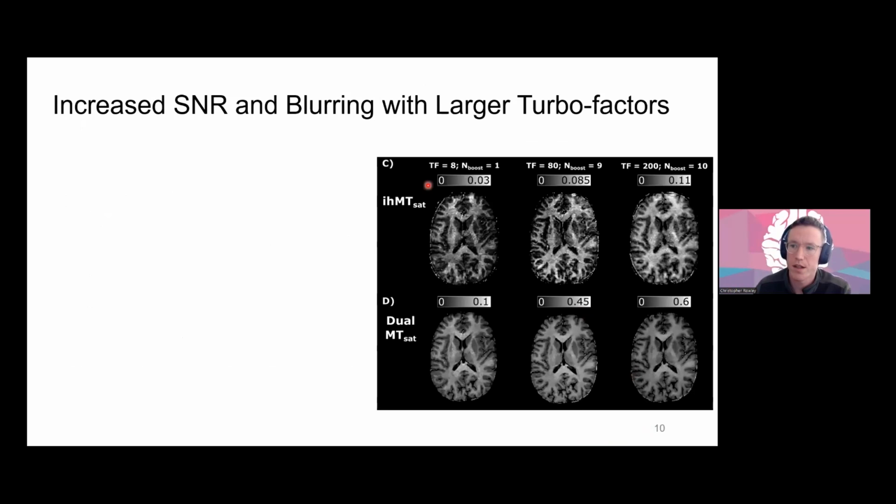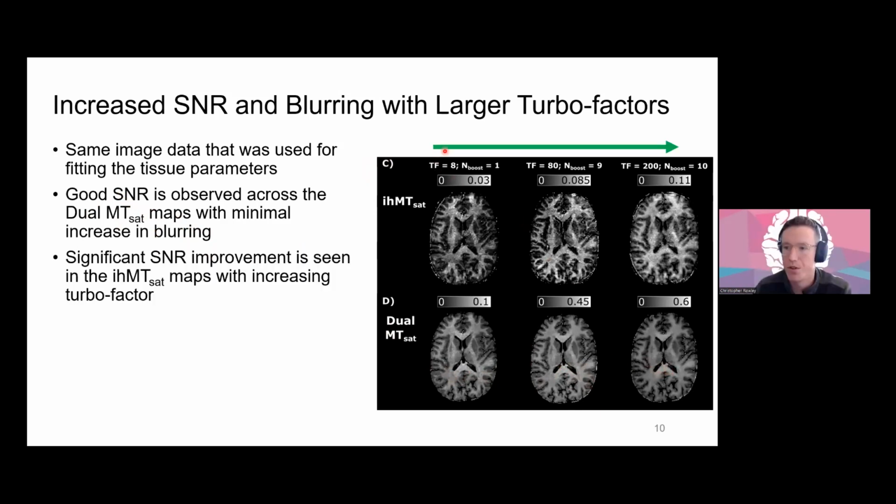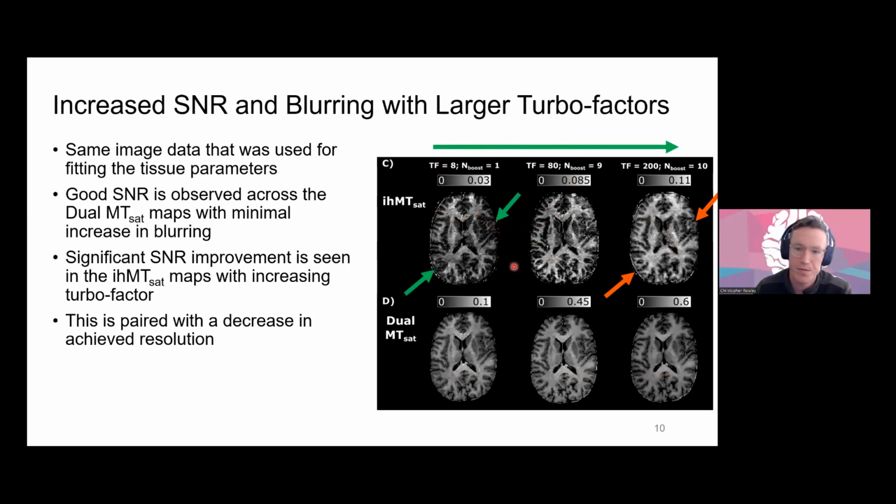So what does this look like in the data? This is the data set that was used to fit the tissue parameters. We have good SNR in the dual MT-SAT maps. There's some blurring that can be seen already at this level with increasing turbo factors. And we do see this significant increase in SNR as we move across the turbo factors in the ihMT SAT maps. But there is some obvious blurring, especially at the gray matter, white matter boundaries.